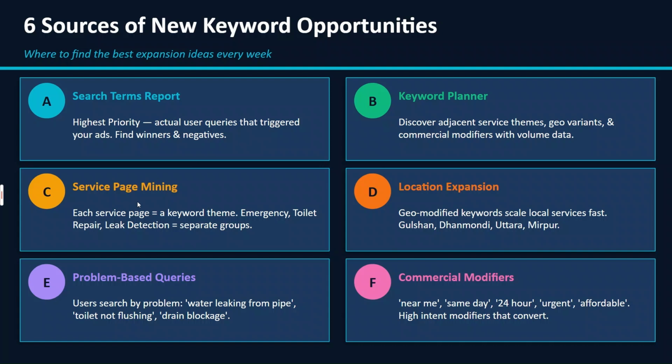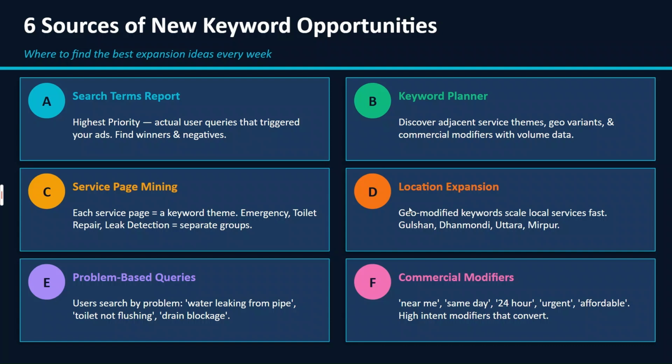Number 3 is service-based mining. If your website has separate pages for emergency plumbing, toilet repair, and leak detection, each page is its own keyword theme. Many advertisers make the mistake of putting everything in one ad group. Don't do that. Okay. One service, one ad group, one landing page, must. Always follow this rule.